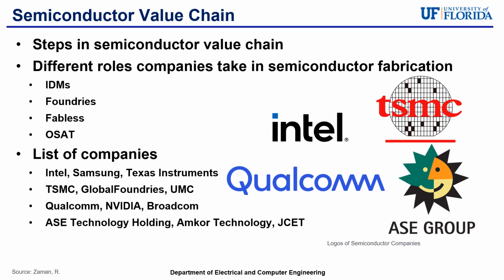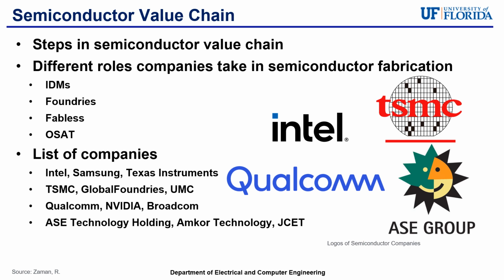Next, we have foundries. Foundries are companies that manufacture chips designed by other companies. They don't design the chips themselves. They only focus on the manufacturing. TSMC, Global Foundries, and UMC are some of the most well-known foundries. After that, there are fabless companies. These companies design semiconductors but don't have the facilities to manufacture them themselves. They rely on foundries to produce their designs. Qualcomm, Nvidia, and Broadcom are examples of fabless companies.